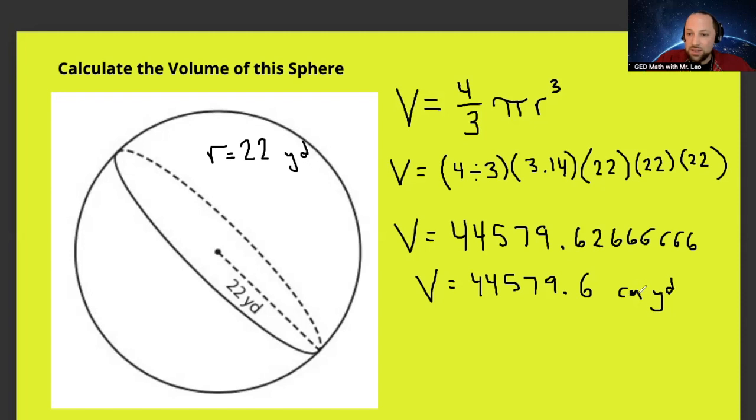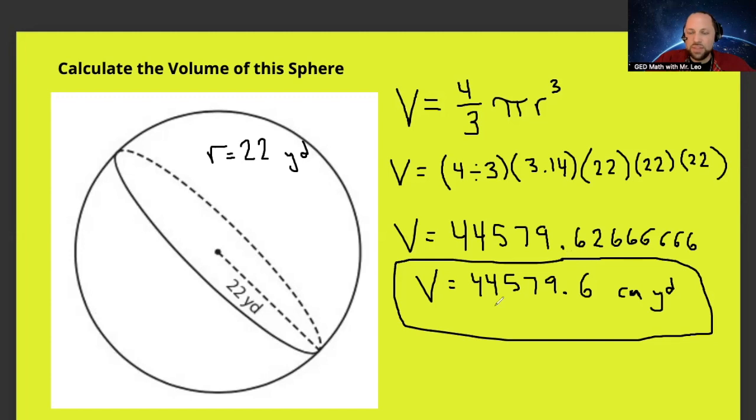C-U-Y-D. Cubic yards. So let's read this like a number. This would be 44,579.6 cubic yards would fit inside this shape. All right. Great job, guys. I got a couple more and then we're out of here.